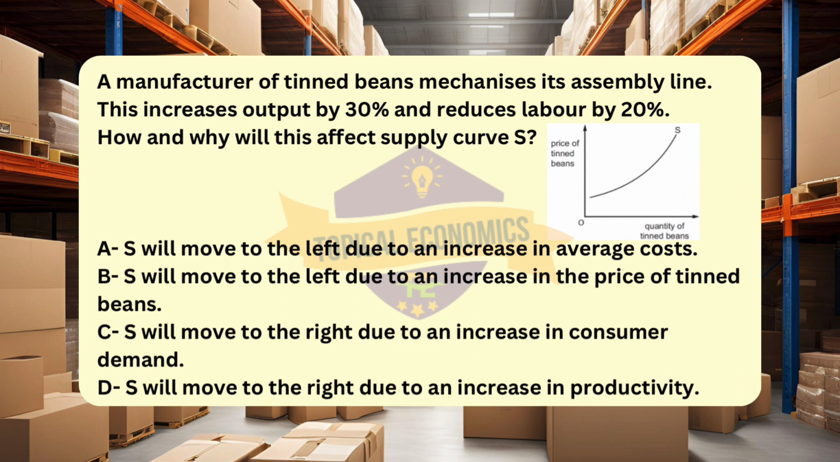Therefore, the correct answer is D. S will move to the right due to an increase in productivity. The mechanization of the assembly line leads to an increase in supply due to higher efficiency, not because of changes in consumer demand or the price of the beans themselves.